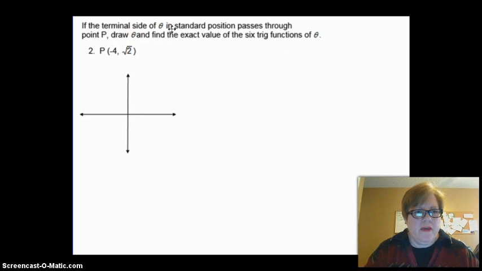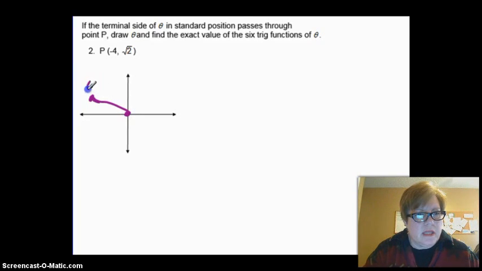Okay, so here we have same instructions, new coordinate, and -4 we know will be over here somewhere, right? Because x value of -4, and then the square root of 2. It's a little more than 1, but since we know it's positive, we're just gonna represent our point there. Okay, so our theta was coming from r, or from the origin, right?